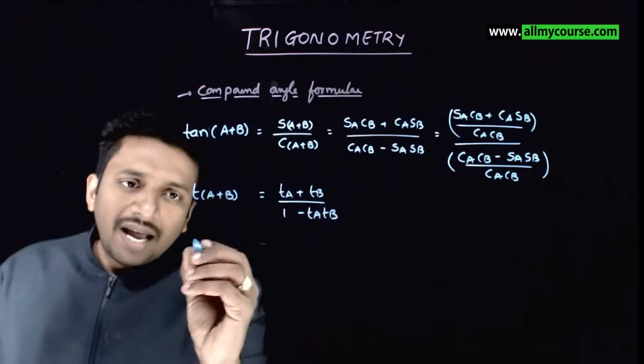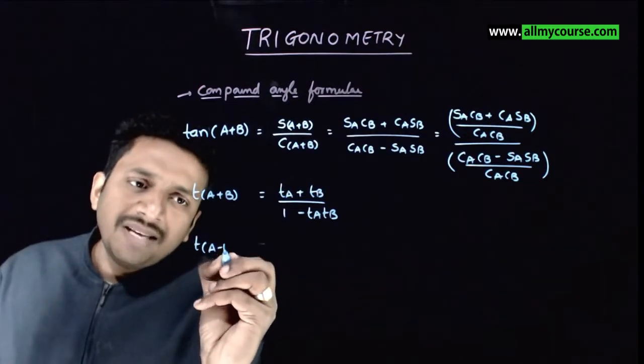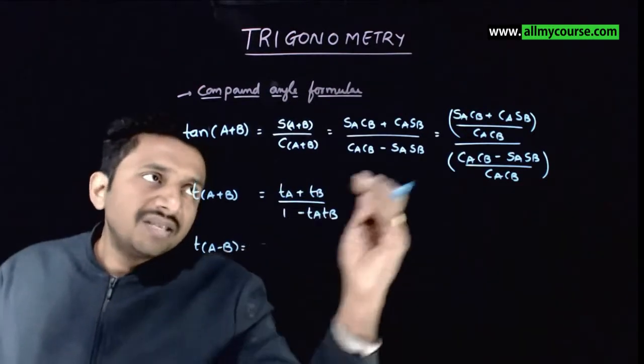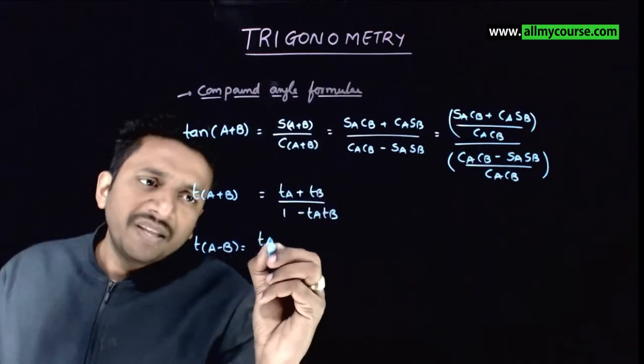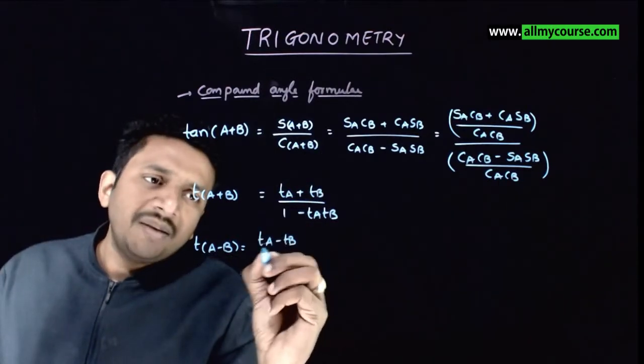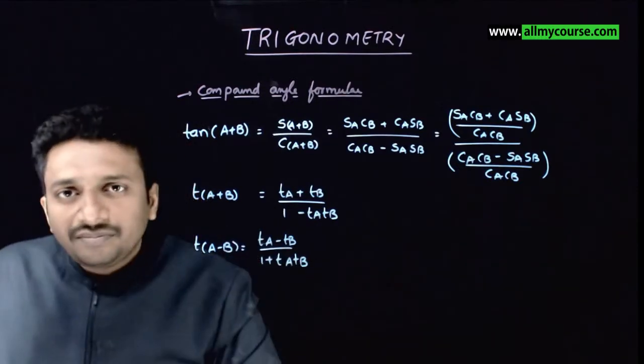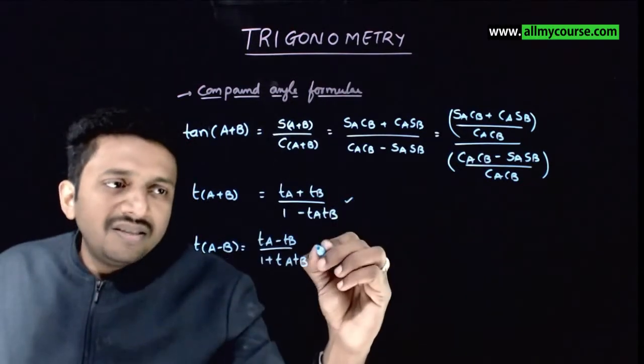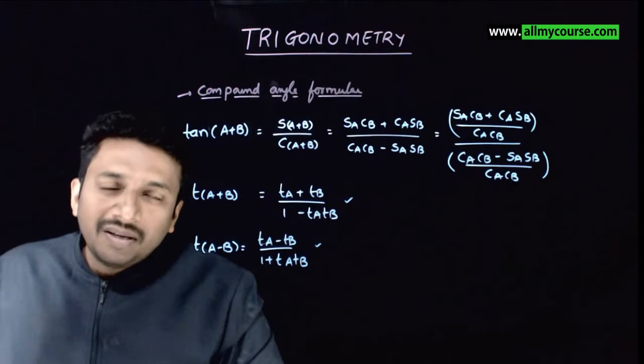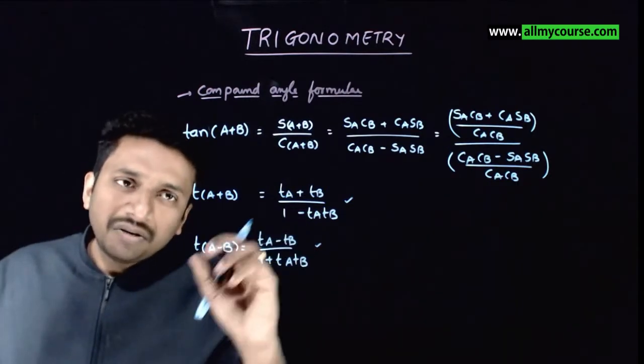And similarly, tan of A minus B is nothing but, just get the reverse formula, tan A minus tan B by 1 plus tan A tan B. So you need to remember these formulas also. And from this, I'm not doing the derivation, you can do this.